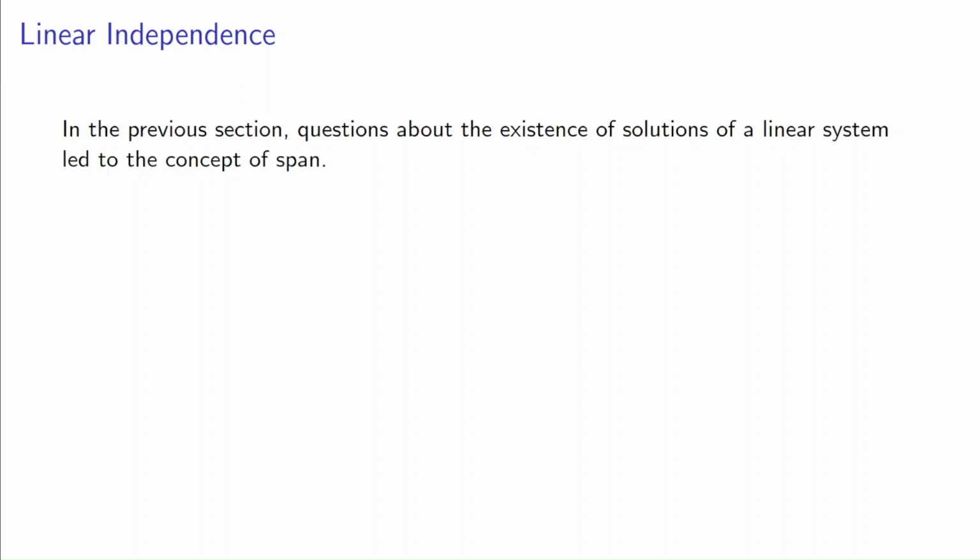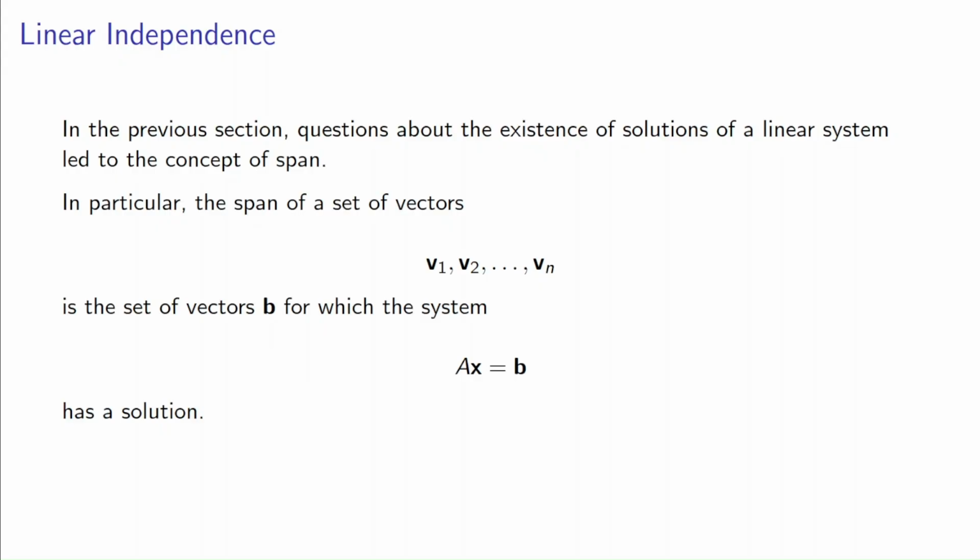In the previous section, we looked at questions about the existence of solutions of linear systems. This led us to the concept of the span of a set of vectors. In particular, when we talk about the span of a set of vectors v1, v2 through vn, we're talking about the set of vectors b for which the system Ax equals b has a solution.